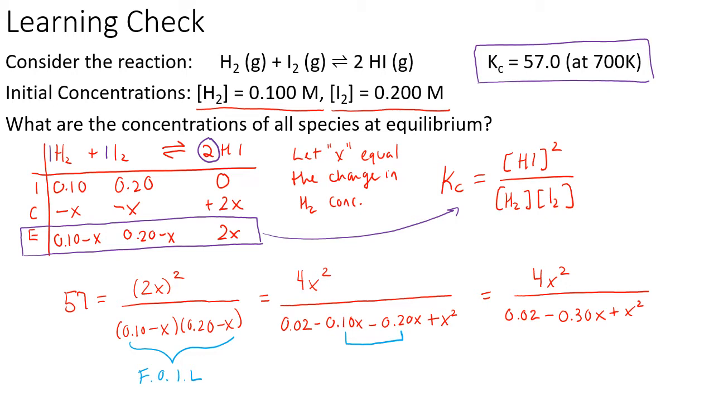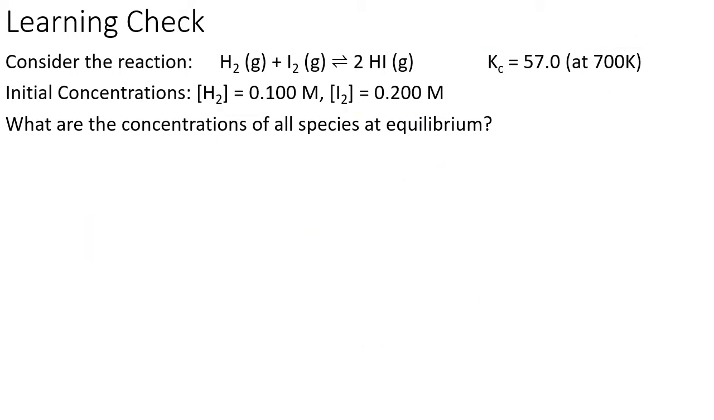So now we have an x term and we have an x squared term. We're going to end up having to use the quadratic equation to solve this. But in order to do that, we need to combine all like terms first. So we need to get our x squareds together. And in order to do that, we need to get that whole thing out of the denominator. And so we can multiply both sides of the equation by that whole term in the denominator. So moving that bottom over to the other side will give us 57 times 0.02 minus 0.30x plus x squared, and that will be equal to the numerator, which was 4x squared.